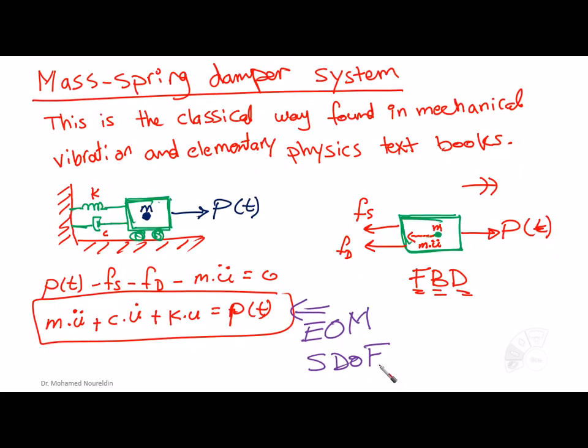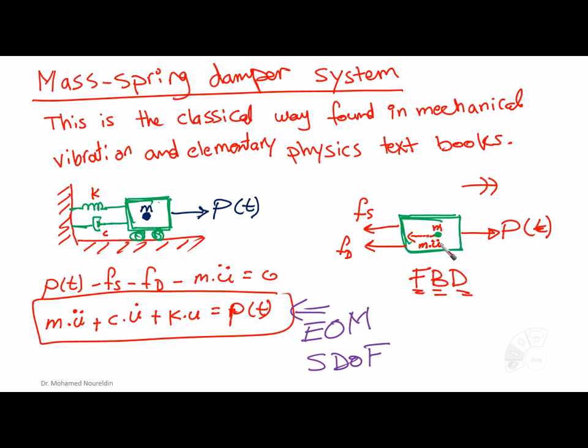And then for the single degree of freedom system, the last one was the mass spring damper system, and we said that this is the classical way that is found in mechanical, vibration, and elementary physics textbooks. Simply we put a trolley like this and we put the mass, we apply the external loading P of t and connect this mass to the fixed wall with a spring and a dashpot. The spring has a stiffness K, the dashpot has a coefficient C.